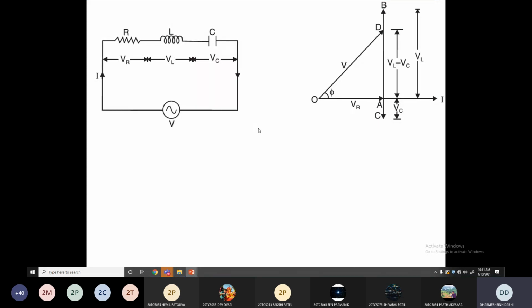Is there any query in this vector diagram? Anyone? No, sir. Yes.